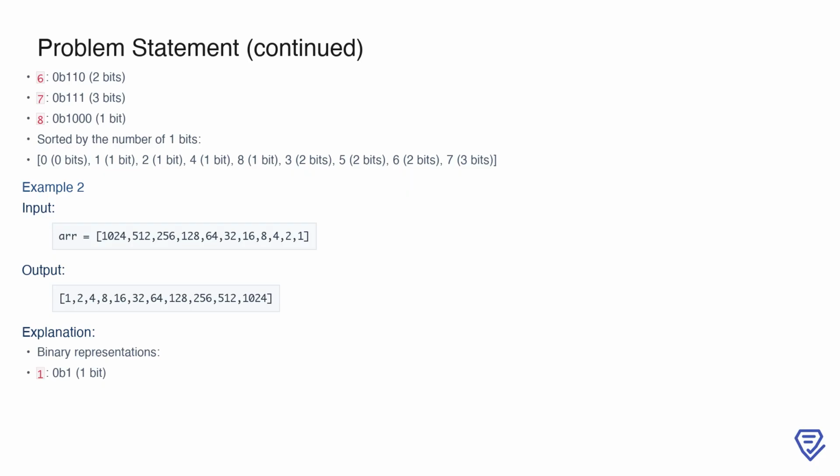When we sort these numbers by the number of 1 bits, the order becomes 0, 0 bits; 1, 1 bit; 2, 1 bit; 4, 1 bit; 8, 1 bit; 3, 2 bits; 5, 2 bits; 6, 2 bits; 7, 3 bits. Notice how the numbers with the same number of bits are sorted by their numerical value. For example, numbers with 1 bit, like 2, 4, and 8, appear in ascending numerical order.